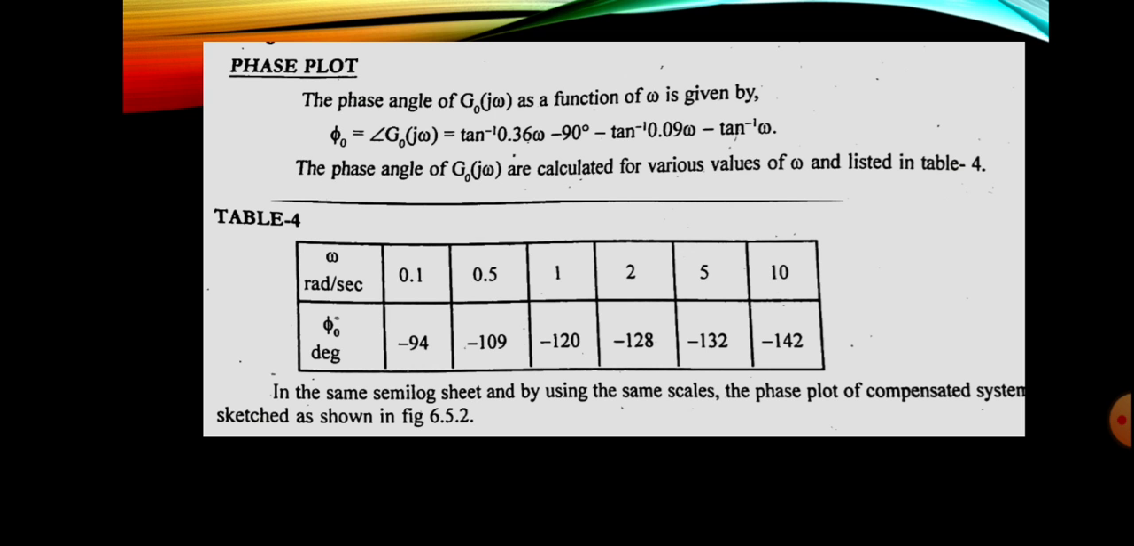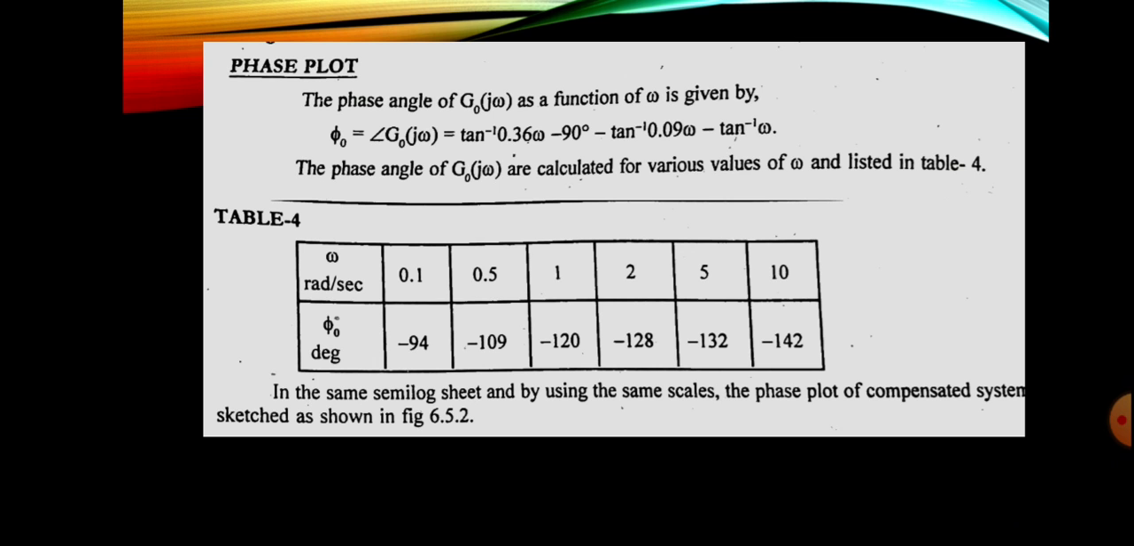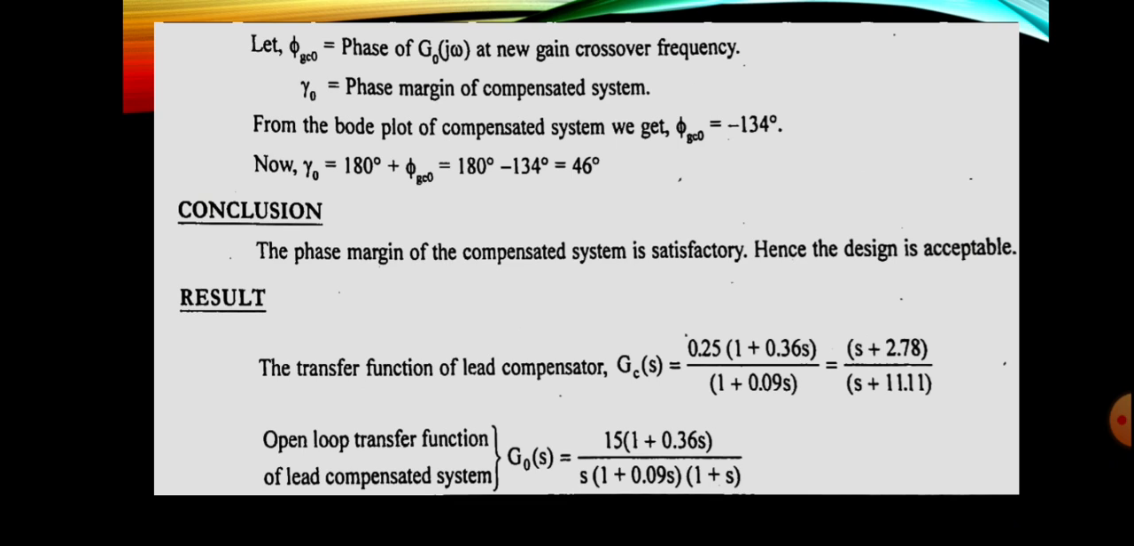So you can mark. Similarly, you can go for other values and mark the graph sheet, and you can join the phase plot by joining the points like this. So you will get the graph like this. So this is the phase plot for the compensated system in the case of the lead compensated control system. So now you get different graphs.